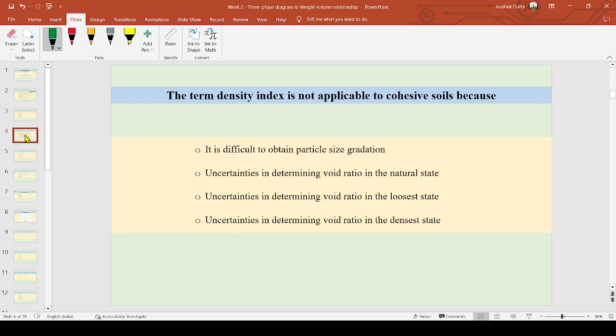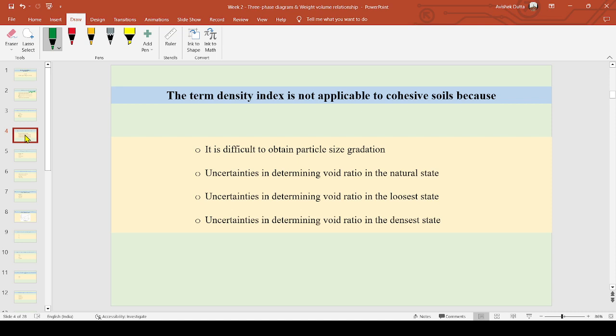Next question, third question. The term density index is not applicable to cohesive soils because... any answer? If you don't know, you can say no. I'll just start explaining the answer.